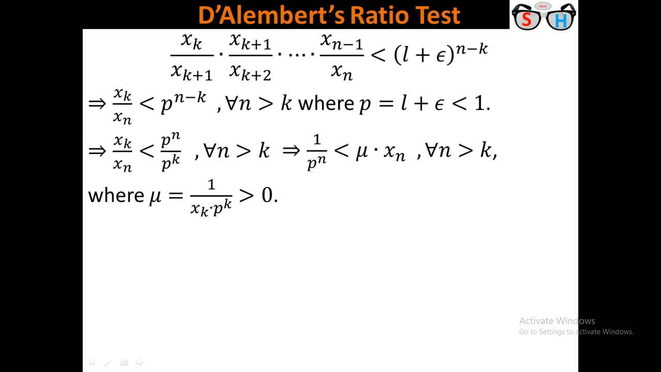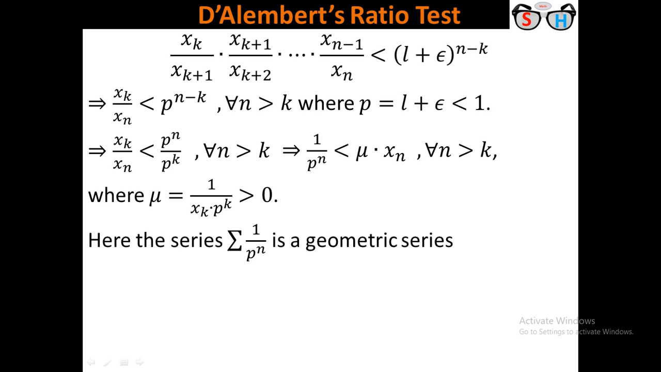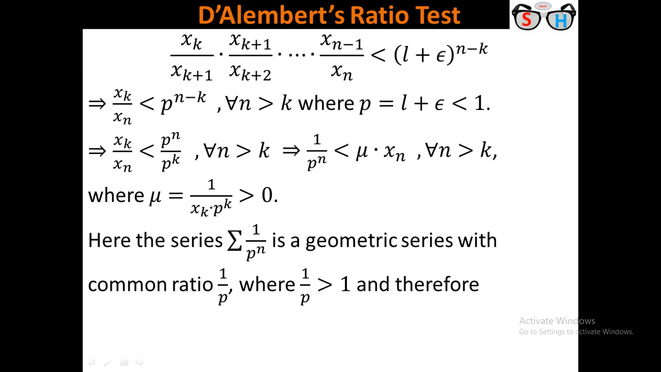Okay. Now here I use the comparison test. For that purpose I have to know the nature of the series 1 by p to the power n. Here the series 1 by p to the power n is a geometric series with common ratio 1 by p. Since p is less than 1, 1 upon p must be greater than 1, so the common ratio 1 by p is greater than 1, and therefore the series 1 by p to the power n is a divergent series. Okay.